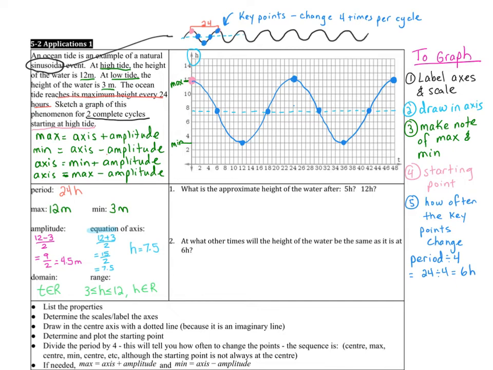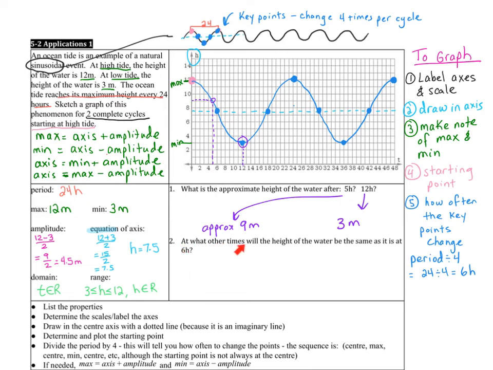Then you might get a couple of follow-up questions, like what is the approximate height of the water after 5 hours? So at 5 hours, we can say that the approximate height is about, approximately 9, what is it, meters? And at 12 hours, well, we know that that's exactly 3 meters.